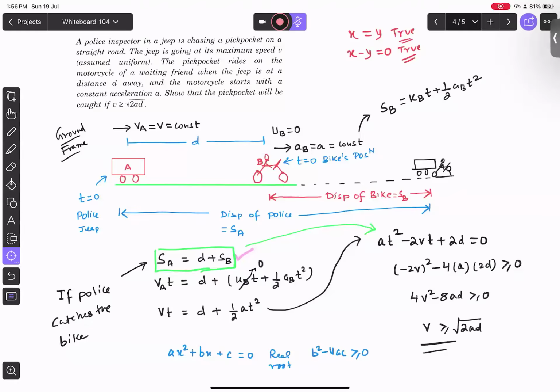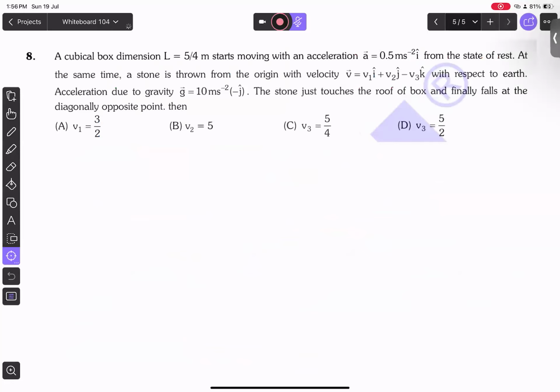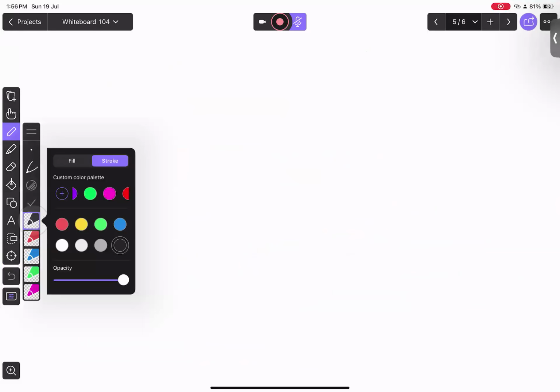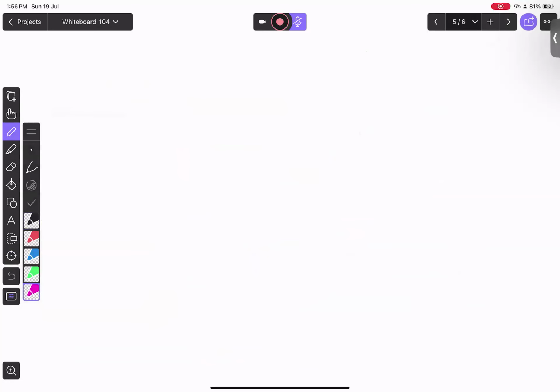Yes, sir. Okay. So let's solve this question just for the sake of understanding, that what kind of thought process you should have and what happens when I sit in one of the frames. You will find the final answer will be the same. Suppose I sit in the frame of A, then what I must do? I must consider A to be fixed, no?